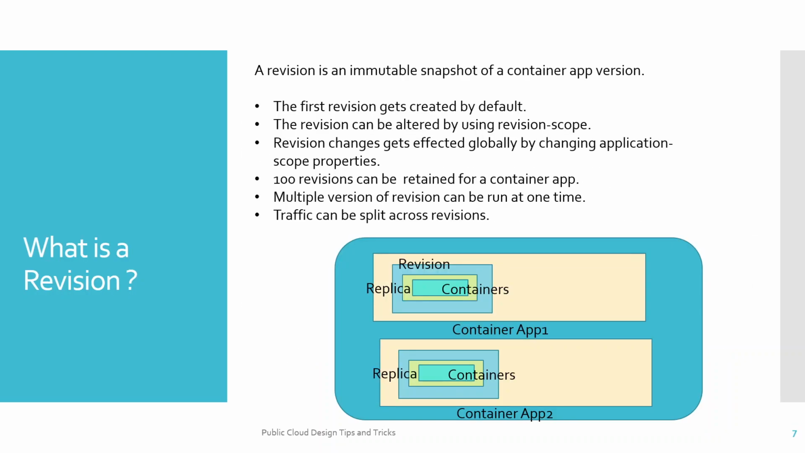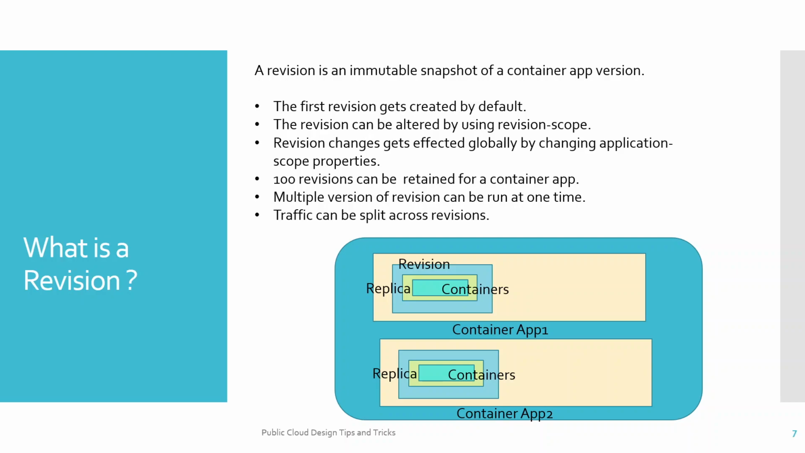Now, this is the most fundamental and important thing of a container app: revision. So, what is a revision? A revision is an immutable snapshot of a container app version. Whenever you deploy a container application, the first version is called the first revision, by default at runtime.